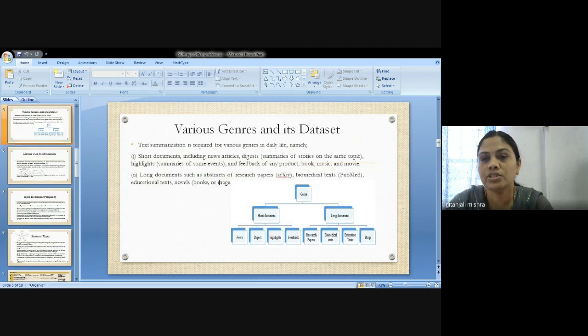Various genres and the datasets which are used. Based on the genres which we use in our daily life, they are classified into two types: short document and long document. In short documents, we use news, digests, highlights, feedback, and for long documents, we use research papers, biomedical text, education text, blogs.